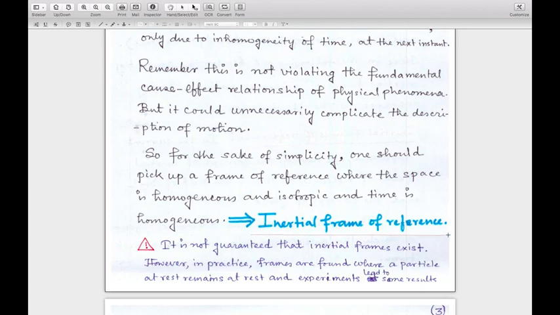Remember, once again, we do not have any force concept over here. We do not have any Newton's second law or Newton's first law. We just have some properties of space and time, and we just use that in order to define inertial frame of reference.